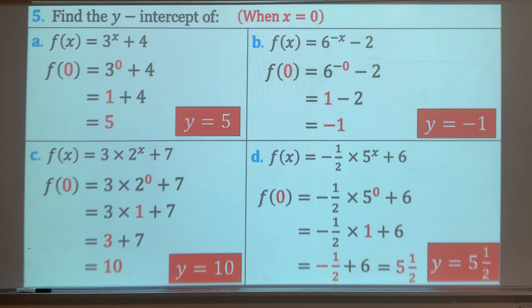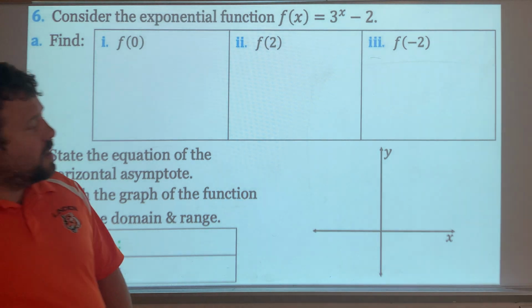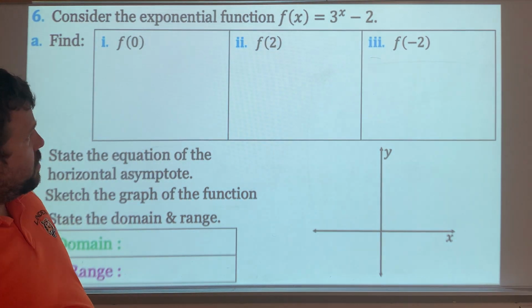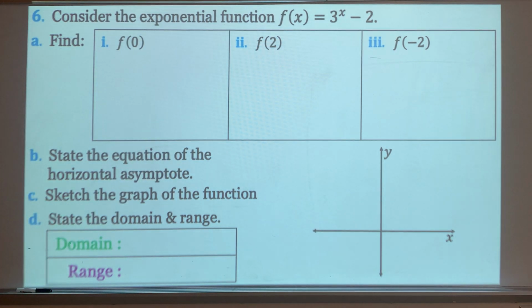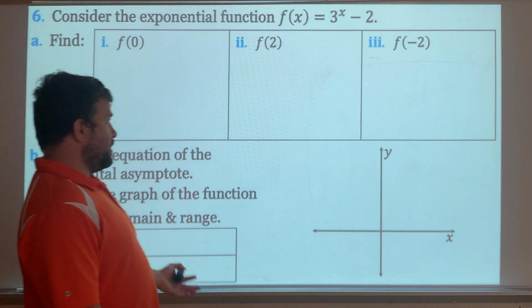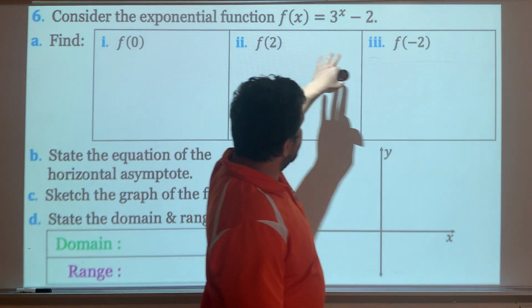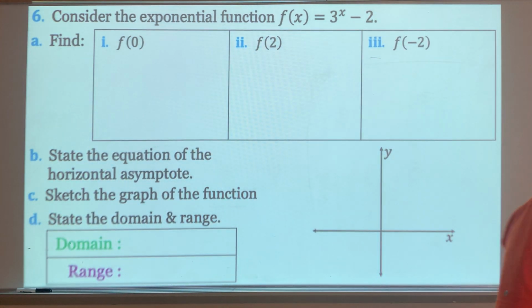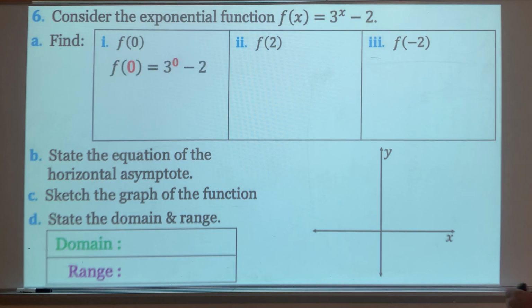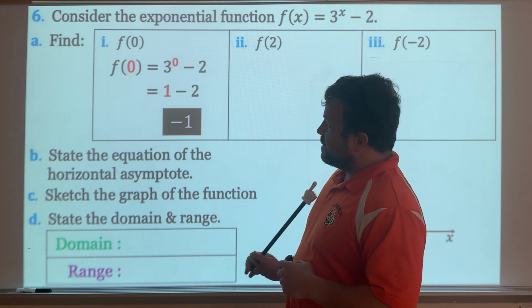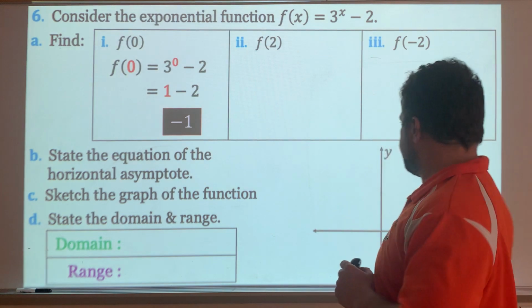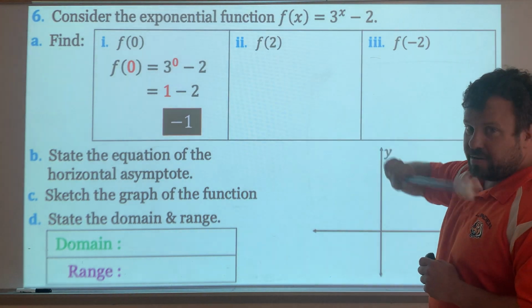Now, we're going to up our game. Problem 6. Consider the exponential function f of x equals 3 to the x minus 2. You're going to find f of 0, f of 2, and f of -2. What that means is you're going to take these 3 numbers and plug them in for x in your problem. Go. Like I said, this is still pretty easy. Okay, A. f of 0 is 3 to the 0 minus 2. 1 minus 2 is -1. This is actually your y-intercept.